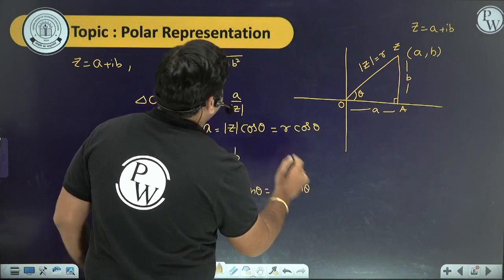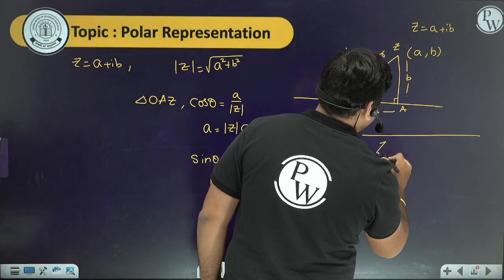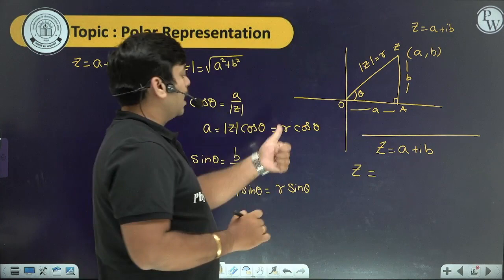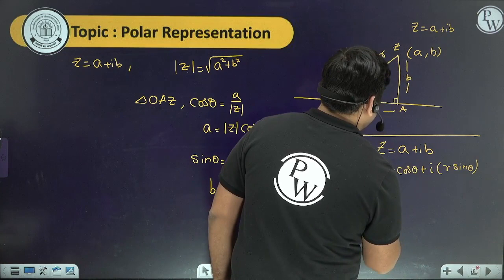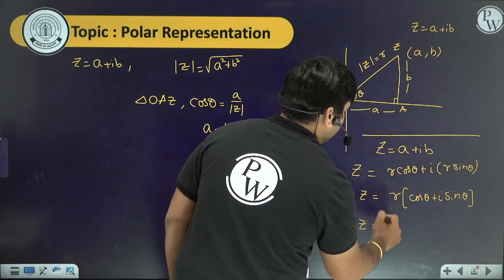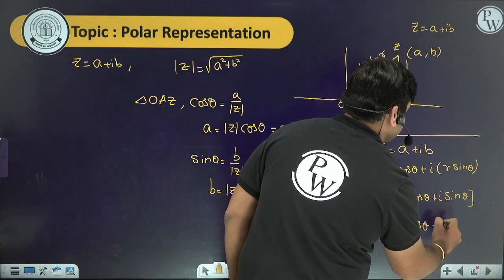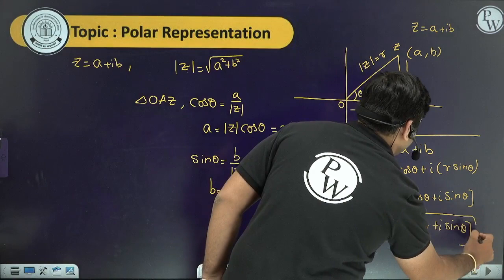People, I told you that it is another way of representing a complex number. So, we have the representation till now as Z equal to A plus IB. What is this A? A is equal to R cos theta and B is equal to R sine theta. So, R cos theta plus I times R sine theta. So, Z is equal to R times cos theta plus I sine theta. You can write R as mod Z. Mod Z into cos theta plus I sine theta. Understand, people? Everyone? Okay. So this particular representation of the complex number, Z equal to mod Z into cos theta plus I sine theta, is called polar representation or polar form simply.